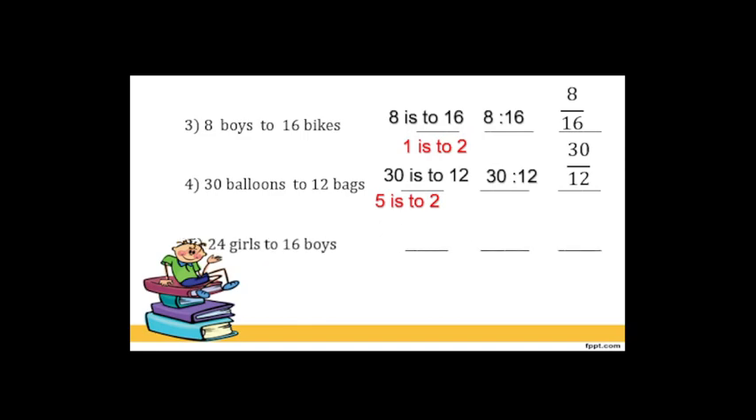And then we have 24 girls to 16 boys. Again, that is in word form 24 is to 16, colon form, and in fraction form, 24 over 16. To express 24 is to 16 in simplest form, we have to divide both terms by 8. So 24 divided by 8 is 3, and 16 divided by 8 is 2. So the answer in simplest form is 3 is to 2.